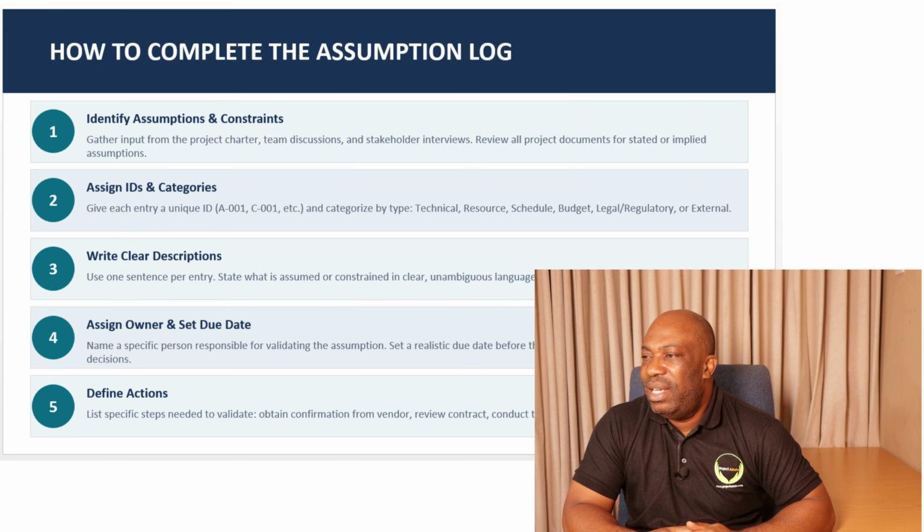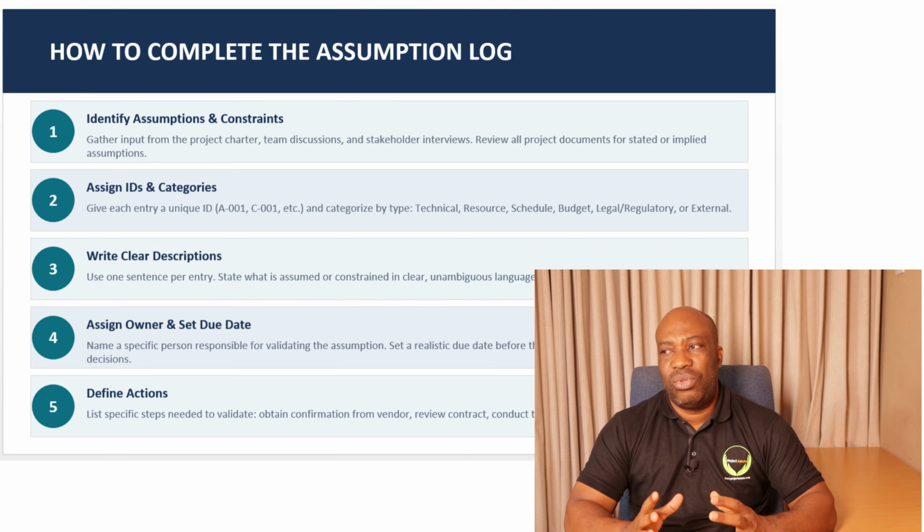Then the third one is that you need to write clear descriptions. Use one sentence per entry, and state what is assumed or constrained in a way that is clear, unambiguous, and avoids vague statements. Assumptions should be very clear. Anyone in the project, whether it's a project member, project sponsor, or board member, should be able to take the assumption log, read it, and to some extent understand. So don't try to put vague language in the assumption log. Make sure it's something very simple and very, very clear.